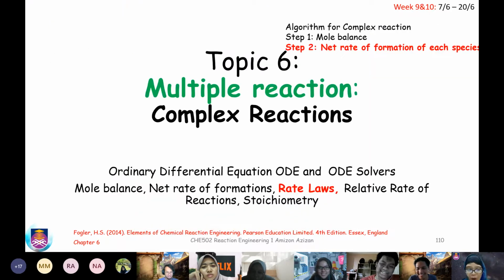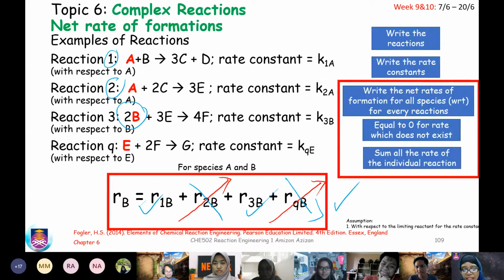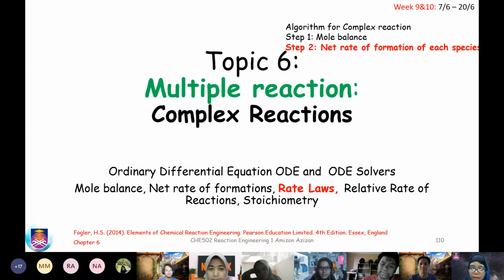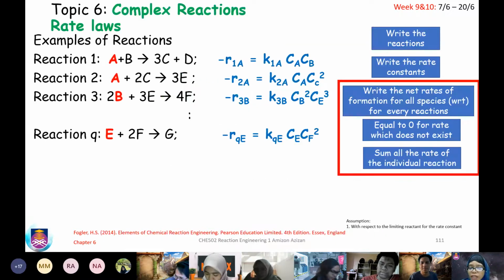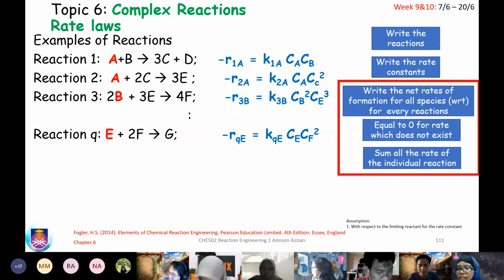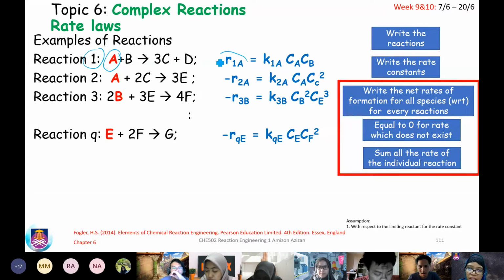Okay, so you will see the summary of this example later on, but we're going to go to the third step, writing the rate law. Now, how do we write the rate law? It's very easy. Reaction number 1, if we have A as the limiting reactant, we simply write the rate of disappearance of A.